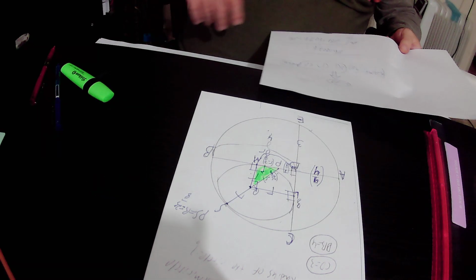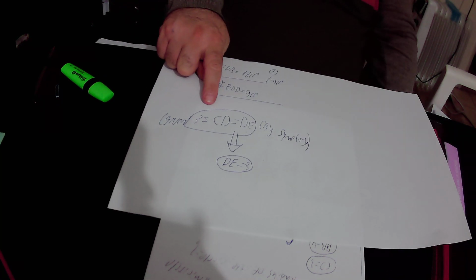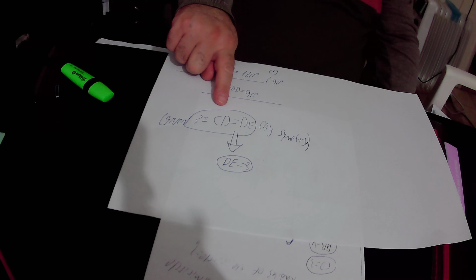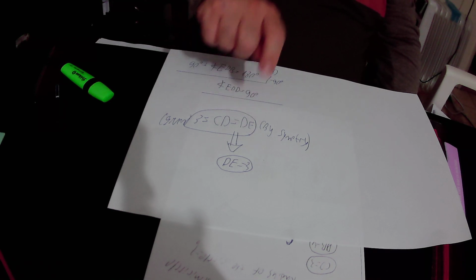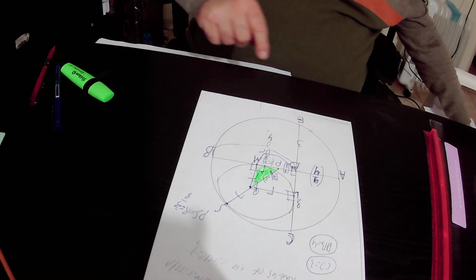And here we know that CD equals 3 units. It is given as the equation that CD equals 3 units. And from this equation, 3 equals CD equals DE, we derive that DE is also equal to 3 units. Okay, here we can write down that DE equals 3 units.